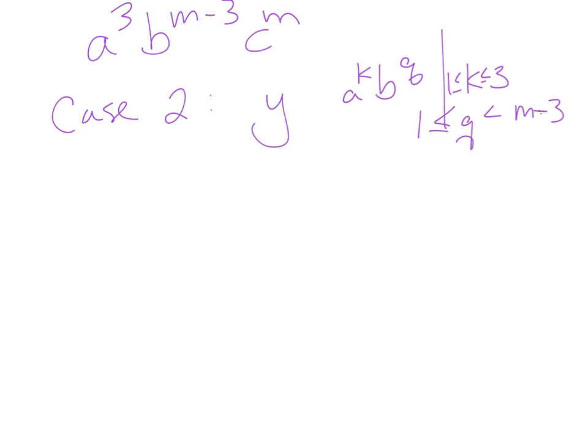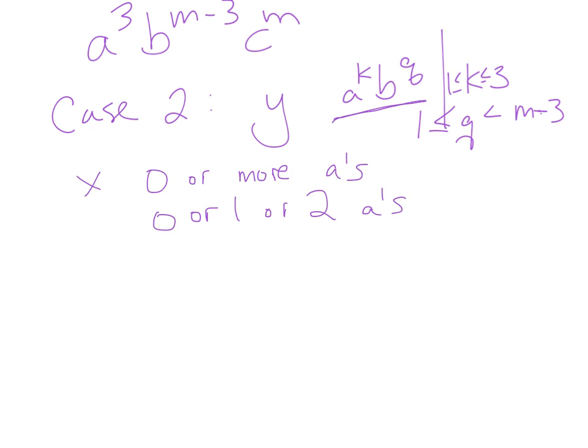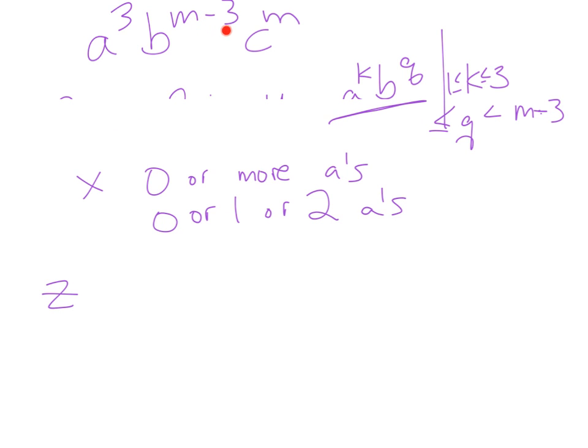So if we think about this, X is 0 or more A's. I guess X really has to be 0 or 1 or 2 A's, right? Because Y gets the rest. And Y has our A to the K, B to the q. And what's Z? Well, how many B's does it have? It has whatever we had, M minus 3 minus the q B's that are in Y already. So Z is going to equal B to the M minus 3 minus q, C to the M.